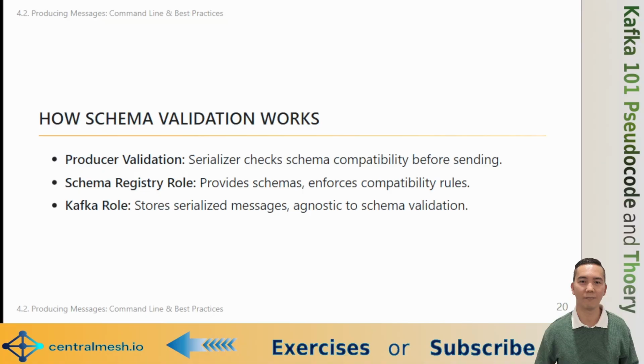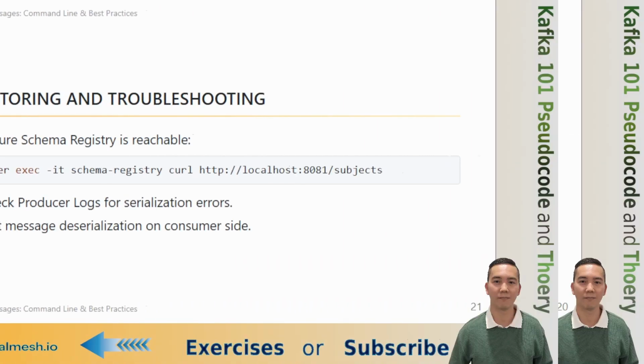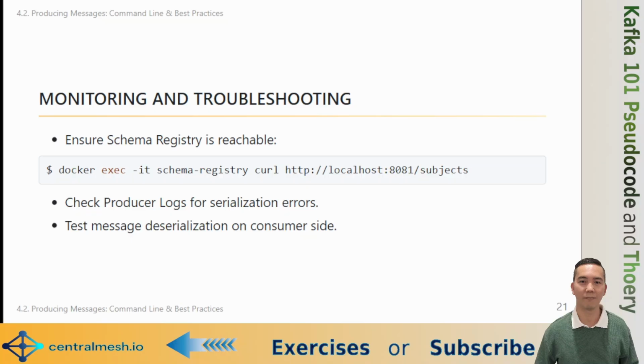The producer uses the schema to validate the message before sending it to Kafka. The Schema Registry enforces compatibility rules and ensures that the schema remains consistent. Kafka, on the other hand, stores the serialized messages but doesn't perform any schema validation. If you're facing issues, ensure that Schema Registry is reachable by running the following command. Check your producer logs for any serialization errors, and test the message serialization on the consumer side.